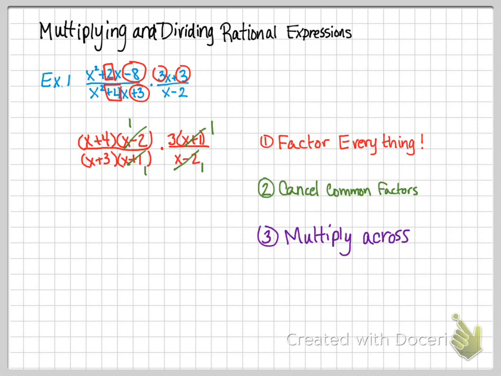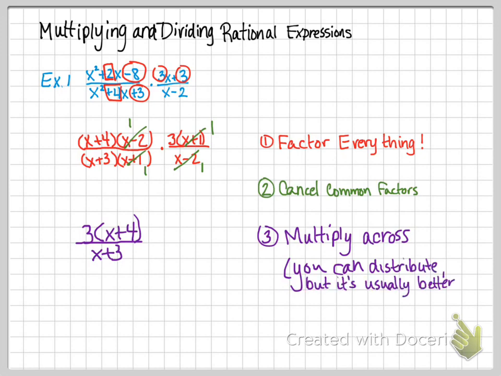Step 3, multiply across. So we would multiply 3 times the x plus 4 in the numerator, and in the denominator we have the x plus 3. Okay, you could technically distribute in the numerator, but it's usually better and easier just to leave it factored like we have it. So we could put 3x plus 12 over x plus 3, but 3 times x plus 4 over x plus 3 also serves what we need.